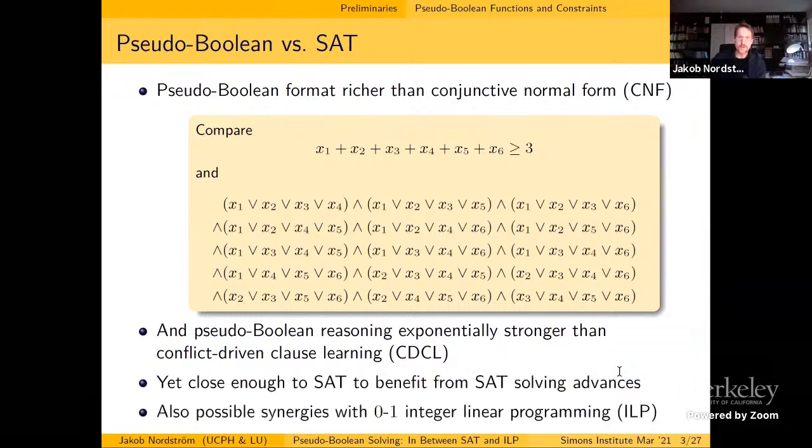But the bonus is that you're still close enough to SAT to look at all the cool ideas that have appeared in SAT solving, and you could try to port them to the pseudo-Boolean setting. Plus, since you have 0-1 integer linear programming, and there are lots of interesting ideas in the mixed integer linear programming community, you can try to take ideas from there as well.